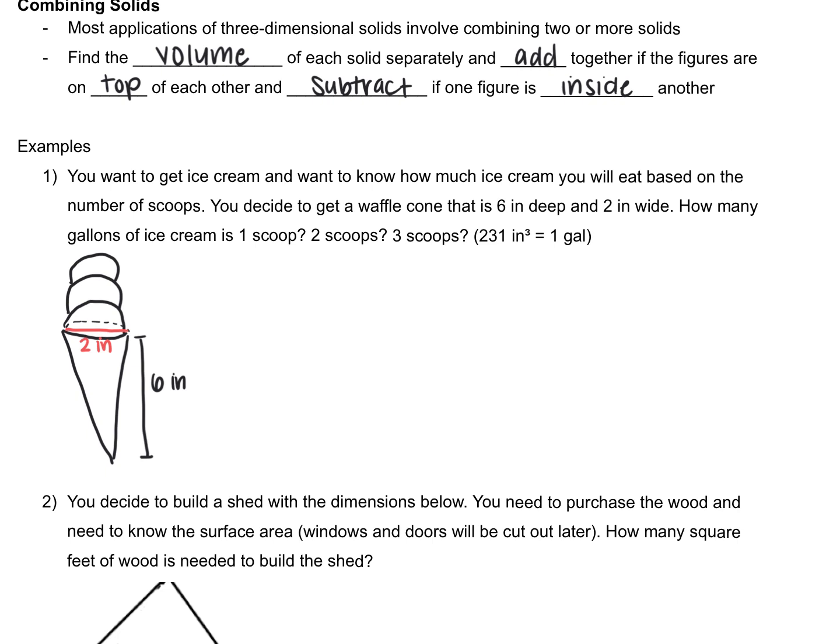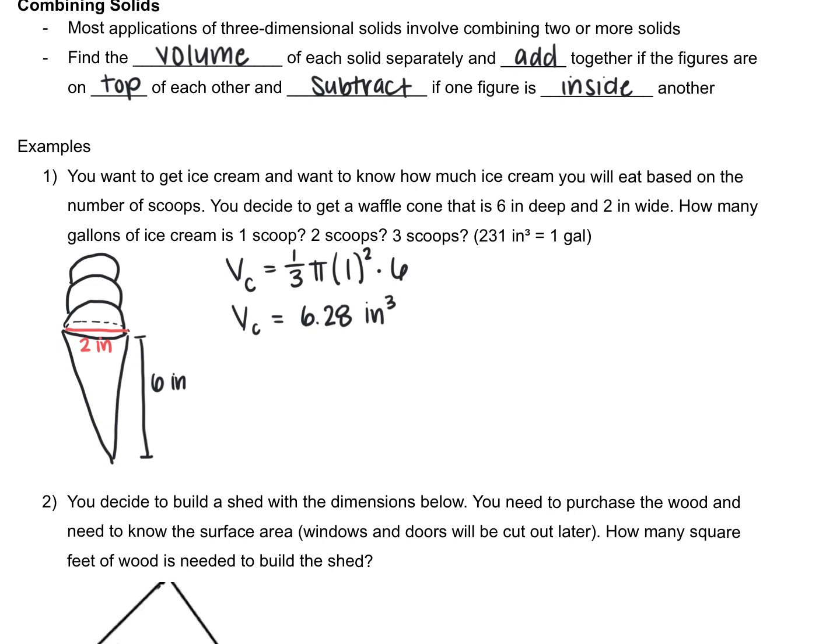So we're going to start with the volume of the cone. The volume of the cone is 1/3 pi times our radius squared times our height. If our diameter is 2, our radius is 1, and our height is 6. Again, we're not going to leave it in terms of pi; we'll put the decimal. So the volume of the cone is 6.28 inches cubed.